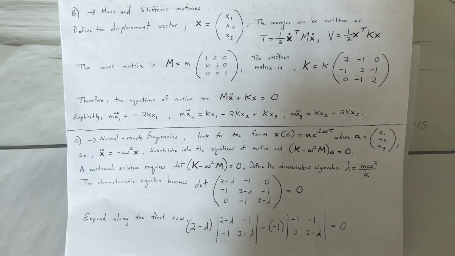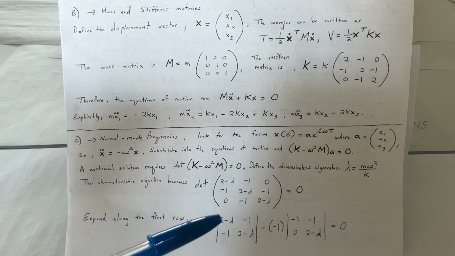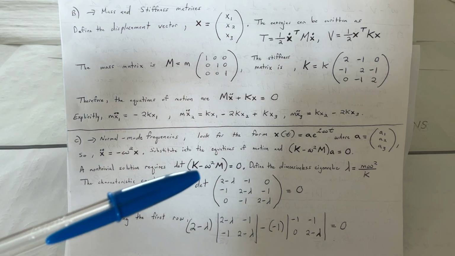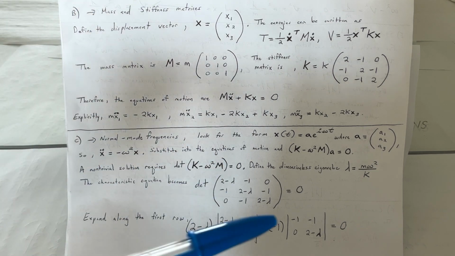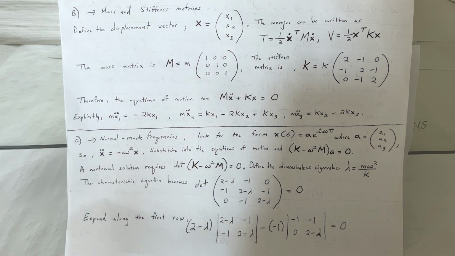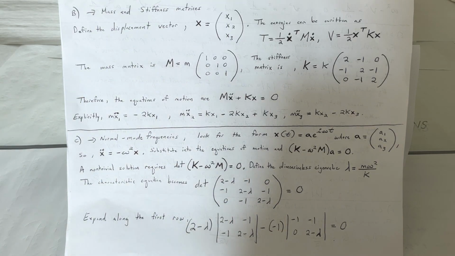2 minus lambda times this determinant here of this component, 2 minus lambda, -1, -1, 2 minus lambda, minus -1 times -1, -1, -1, 0, 2 minus lambda, the determinant of that equals 0. That's just standard determinant operations. Okay, so you set that equal to 0.